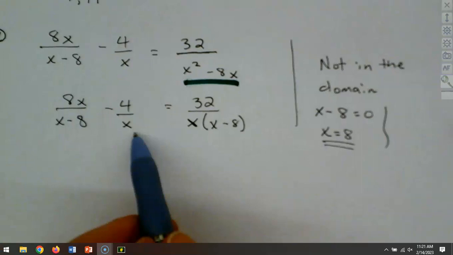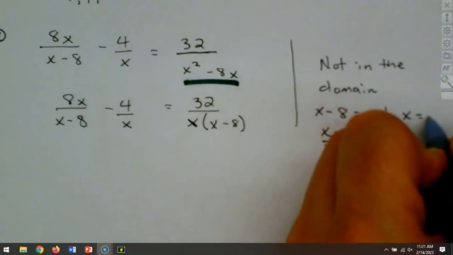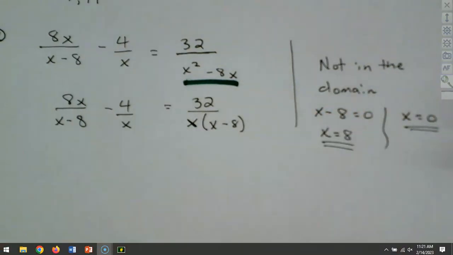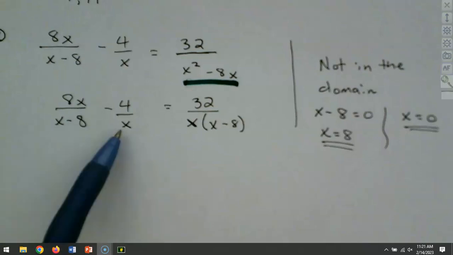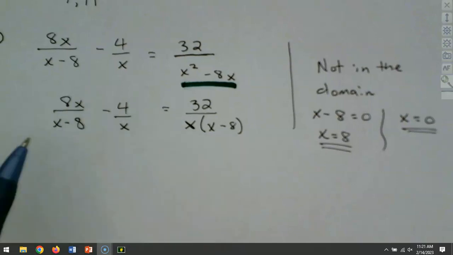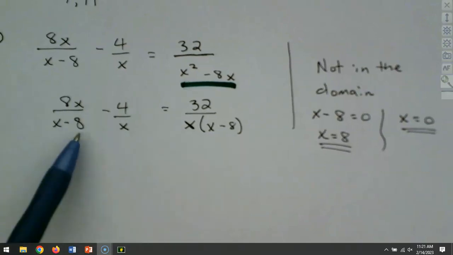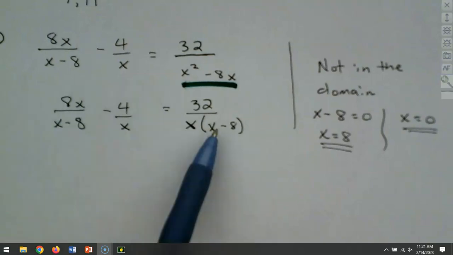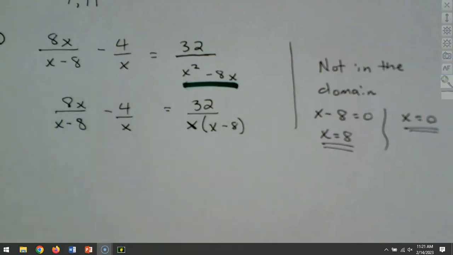What about the other one? The other one down below is 0. So what two numbers cannot work? 8 and 0. Why does 0 not work? Because it gives you division by 0 there and there. Same thing with 8. 8 minus 8 makes it 0, and we can't have it here, and we also can't have it there. So that's the first thing you always do before you clear out and remove any fractions.